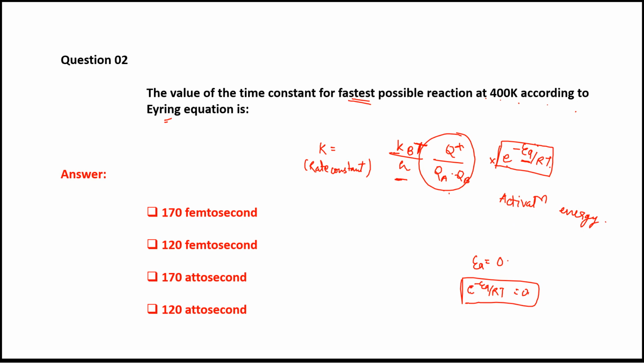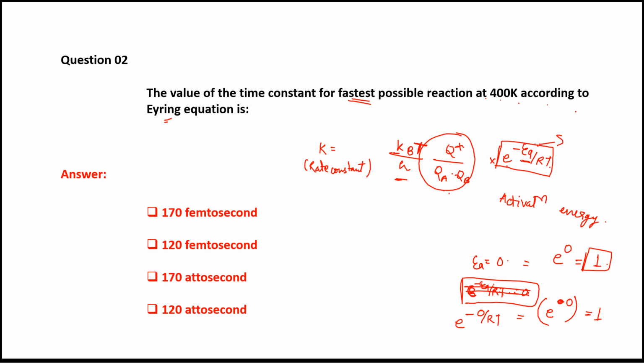So e to the power minus E_A upon RT becomes e to the power minus 0 by RT, which is written as e to the power 0, and the value of e to the power 0 is 1. So this part of the question is solved.